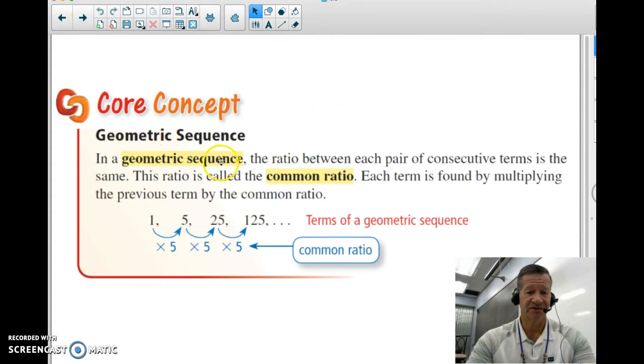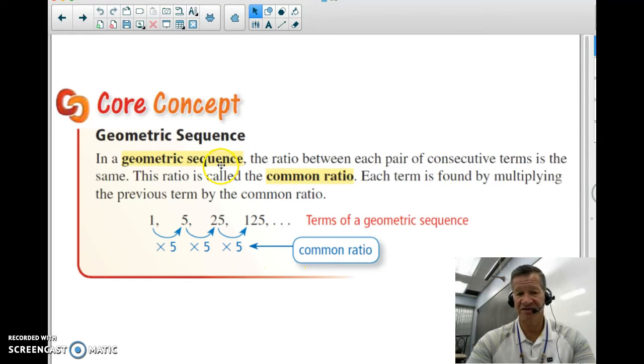So a geometric sequence is a ratio between each pair of consecutive terms. In a geometric sequence, the ratio between each pair of consecutive terms is the same. That ratio is called the common ratio. Now each term is found by multiplying the previous term by the common ratio. So as you can see, here is an example of a geometric sequence because we keep multiplying consecutive terms by 5. 5 is known as the common ratio.